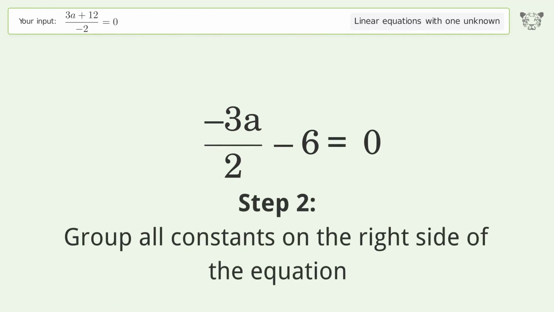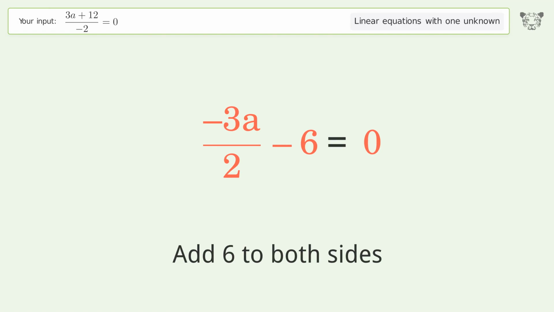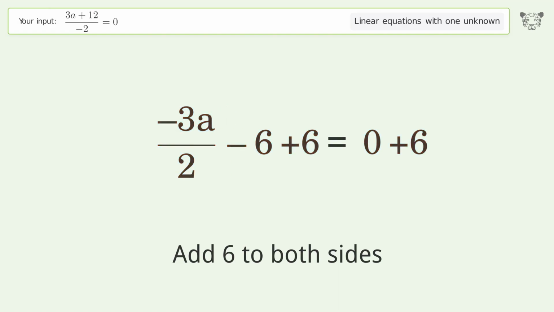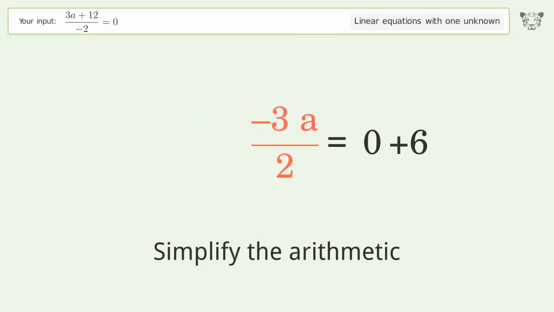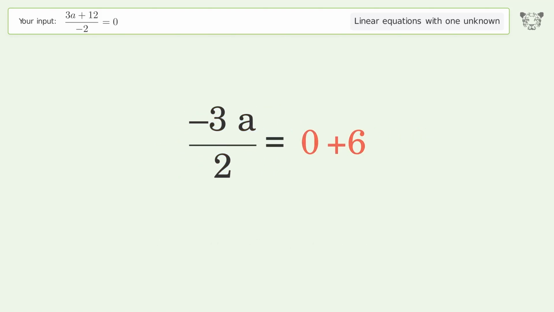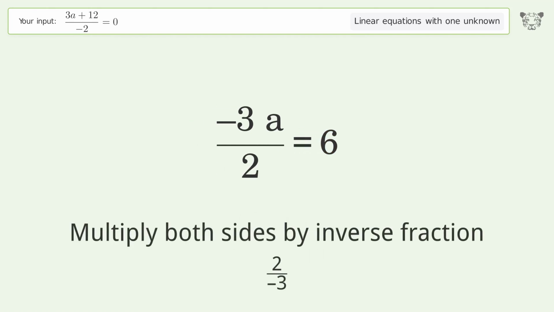Group all constants on the right side of the equation. Add 6 to both sides. Simplify the arithmetic. Isolate the a. Multiply both sides by inverse fraction 2 over -3.